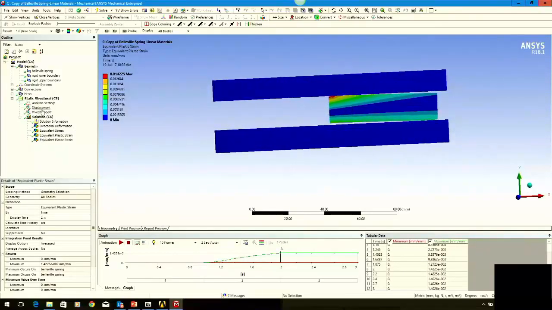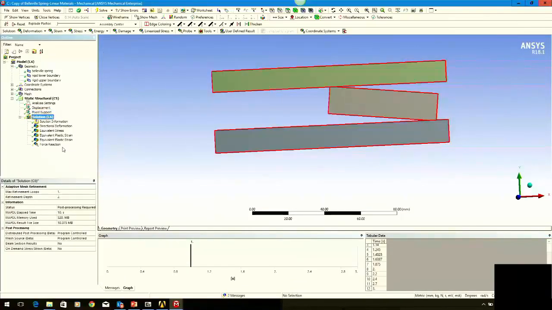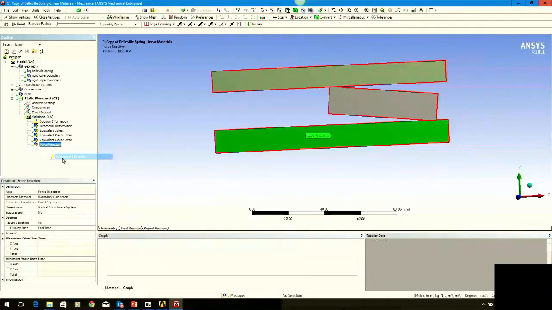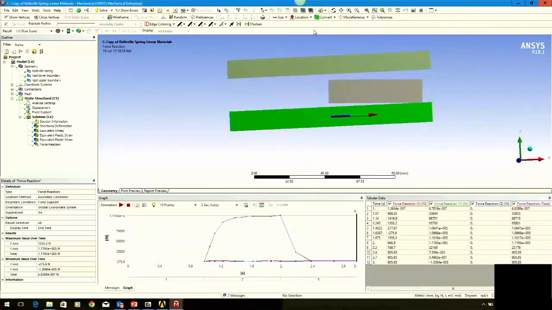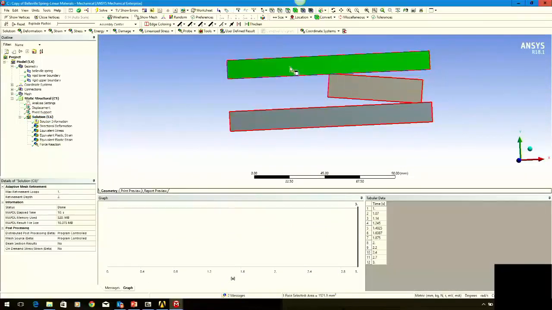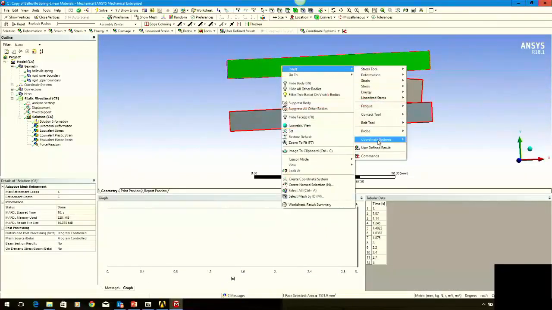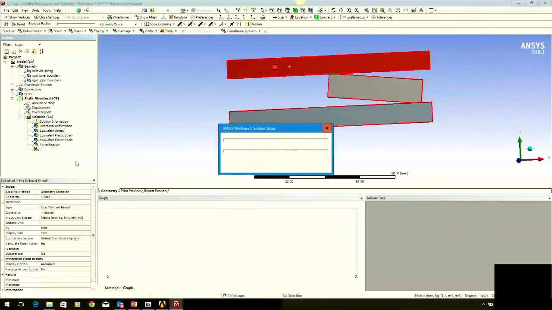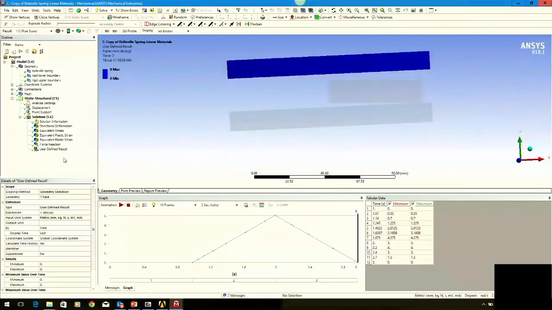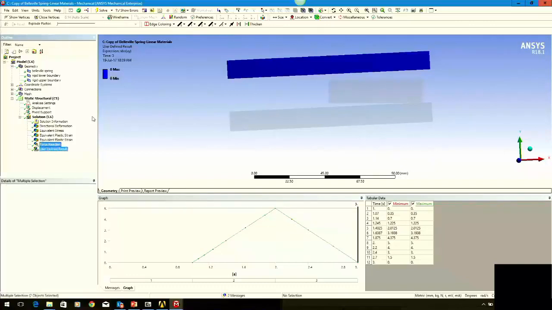Okay, so if we drag and drop the reaction force, okay, so if I create another result, so here I'll use a user-defined result. So I'm just going to use the absolute UY displacement. Okay, so now what I'll do is I'll combine these two into a chart.